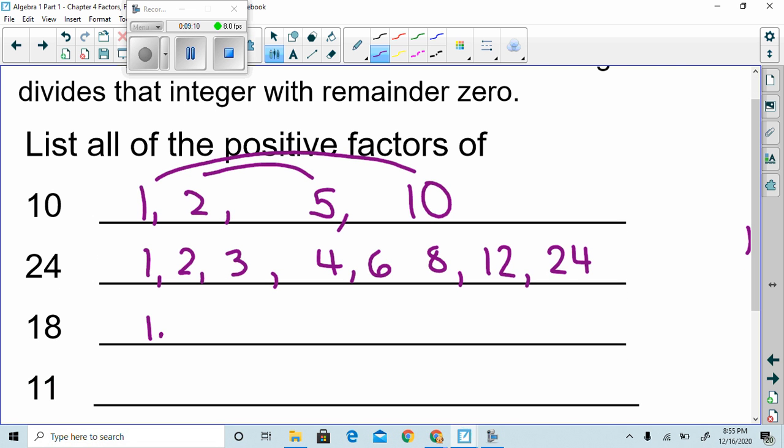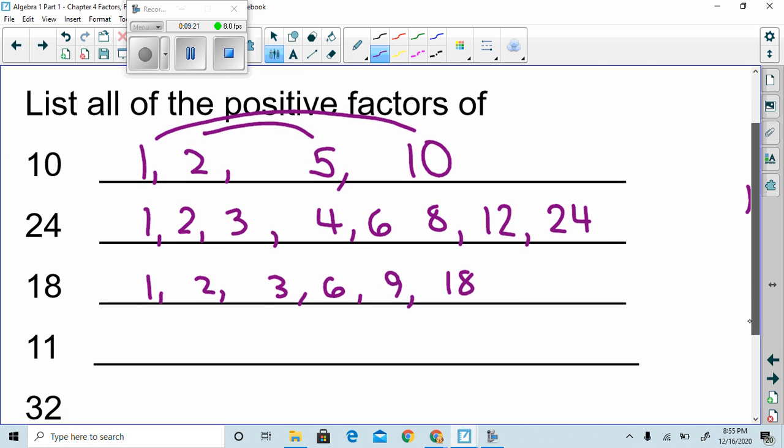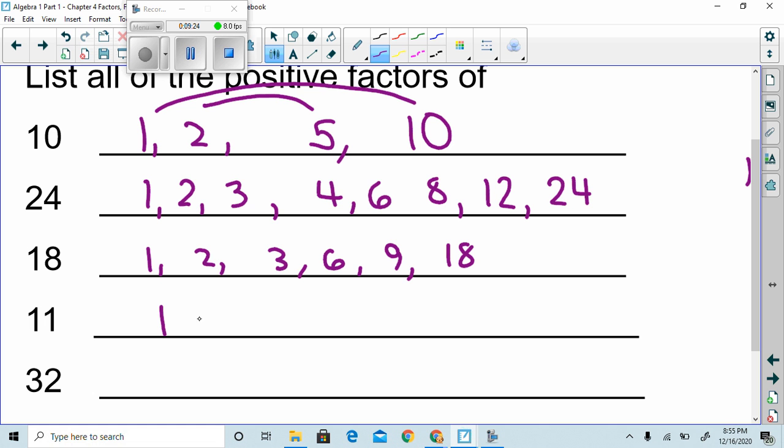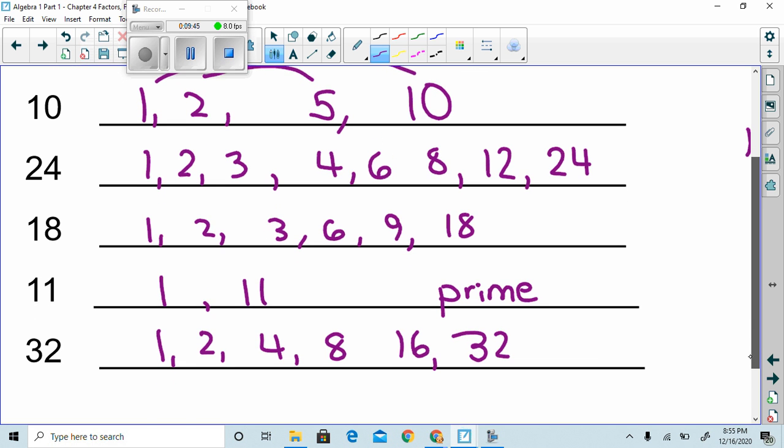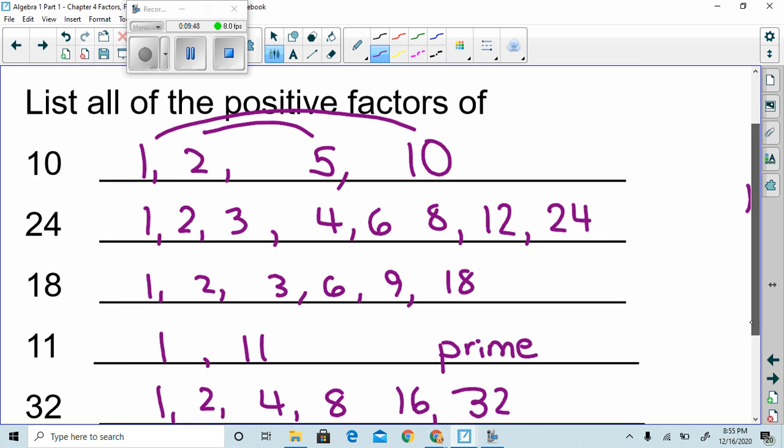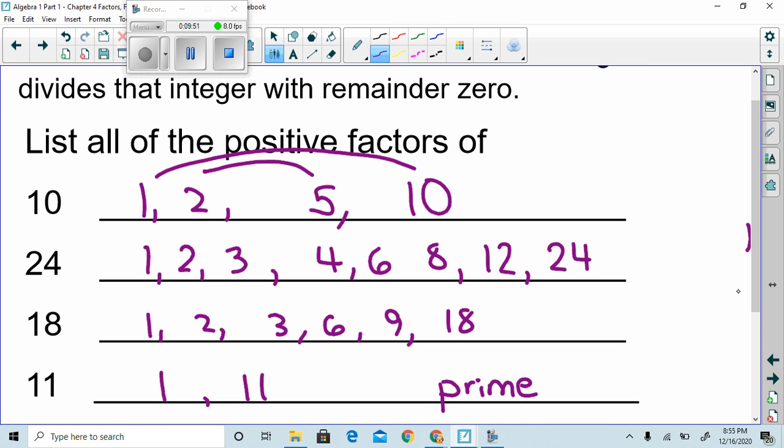On to the next. 1 times 18. I have 2 times 9. And I have 3 times 6. So I can rely on my facts and I can rely on my rules of divisibility. 11 has only 2 factors, 1 and the number itself, because this is a prime number. We're going to be working on that in another section. 1 times 32. It's divisible by 2 times 16. Not 3, but it is divisible by 4, and that's 4 times 8. So there you have a little review of our listing of positive factors and our rules of divisibility.